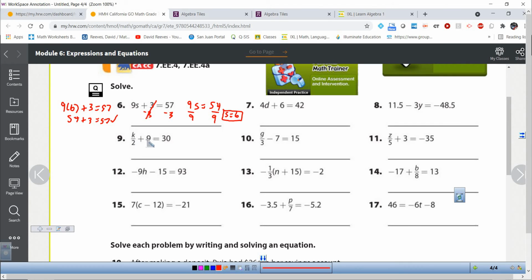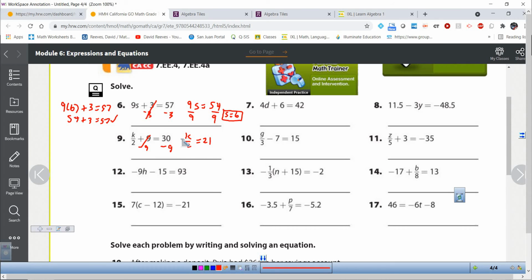Again, they divided by 2, and they added 9, and they got an answer of 30. So the first thing I'm going to do is subtract 9, right? Because the last thing they did was add 9. We're going to do the opposite operations in the opposite order. And then we get k divided by 2 is equal to 21.